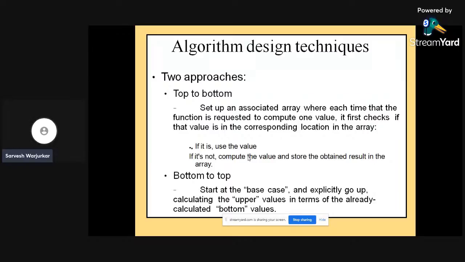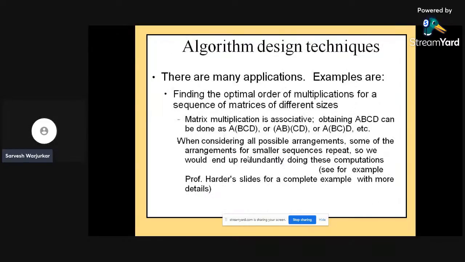In other words, the bottom up approach can also solve the reverse engineering problems, which are completely part of dynamic programming. Again, a matrix multiplication ABCD associative product can also be done. It can be done as A in the whole bracket BCD, or I can again distribute it as A in a bracket and the rest not in the bracket.